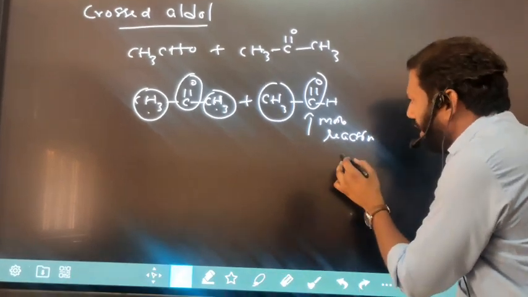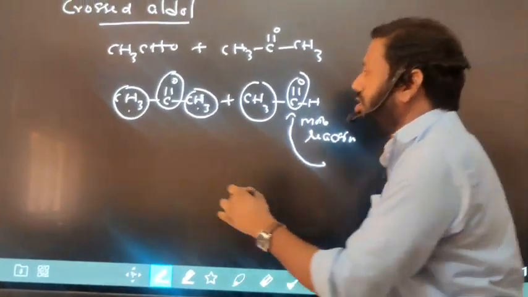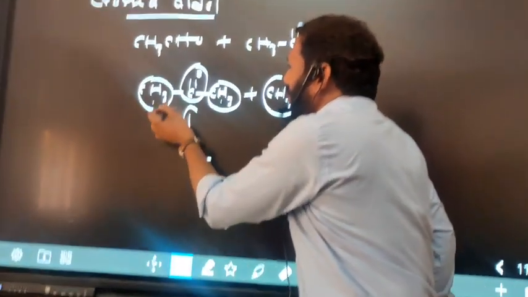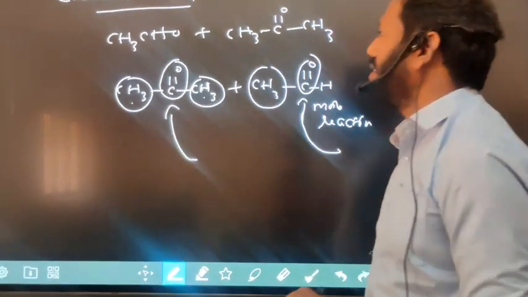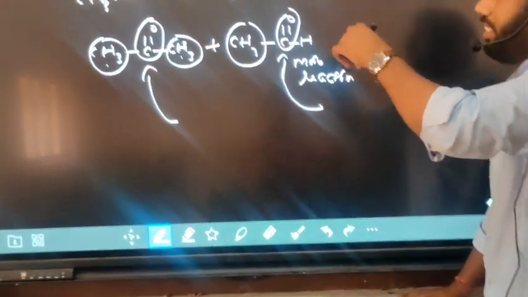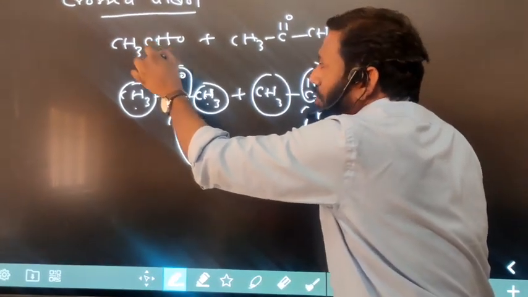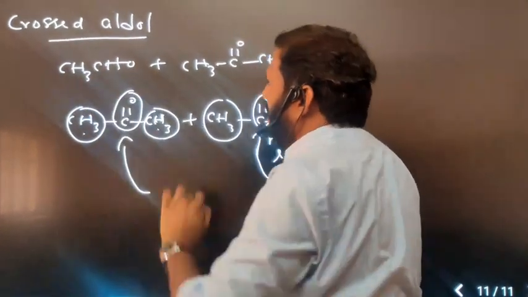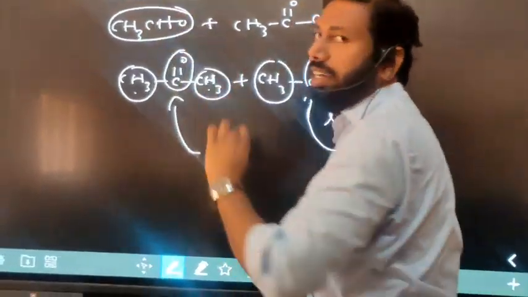So the nucleophile can attack easily here because there is only one bulky group. The nucleophile cannot attack easily in acetone because two bulky groups are there. So that's why, which is more reactive? Acetaldehyde is more reactive towards nucleophilic addition, nucleophilic attack.